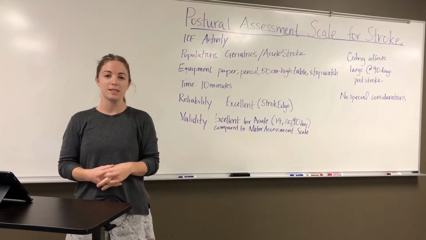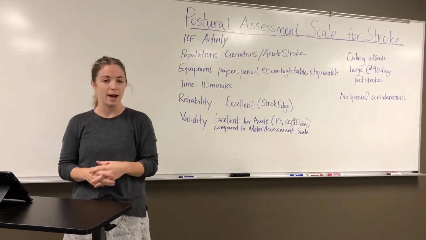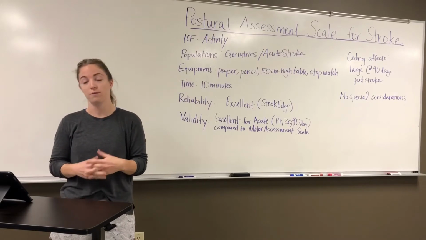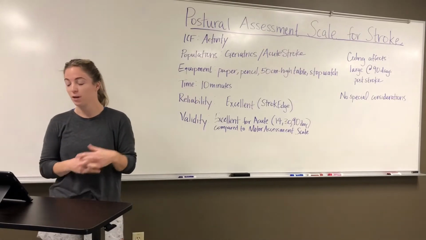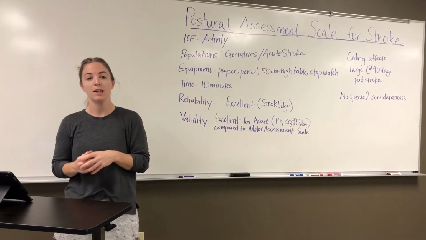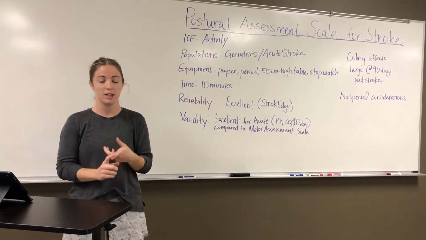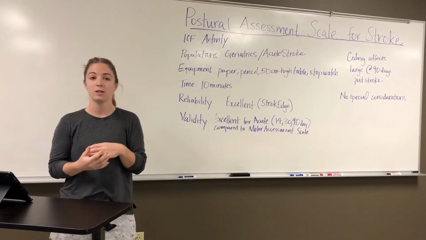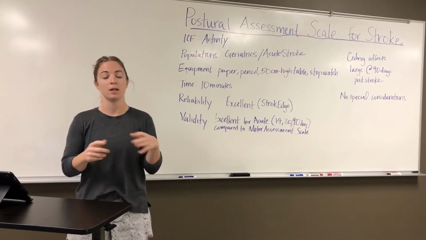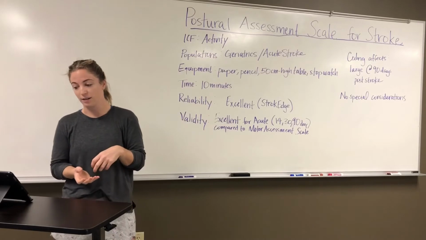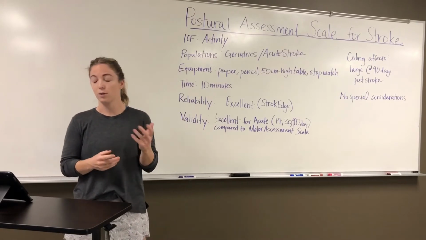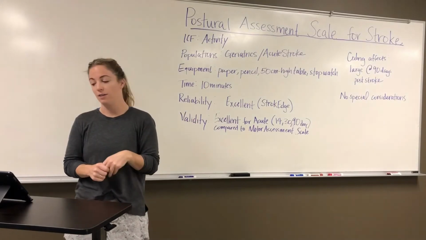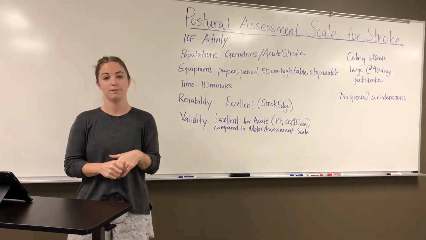The Postural Assessment Scale for Stroke, also known as the PASS, is a 12-item scale used to monitor postural control following stroke. The 12 items increase in difficulty and are used to measure posture in sitting, standing, and lying down. You can use this scale to distinguish between right and left-sided damage, and the scoring is on a 4-point scale for each section, which you'll see later, and the total is out of 36 points.